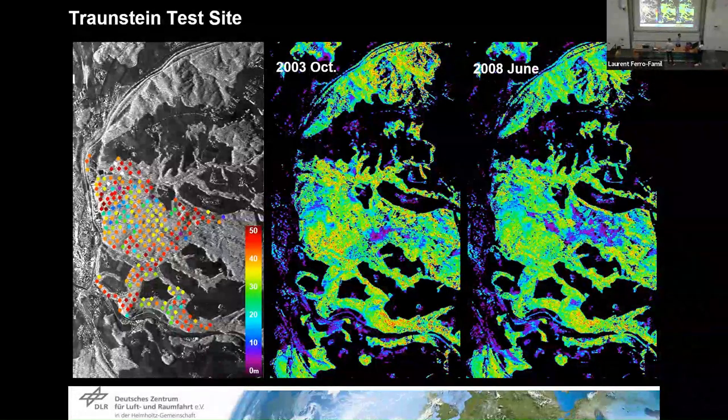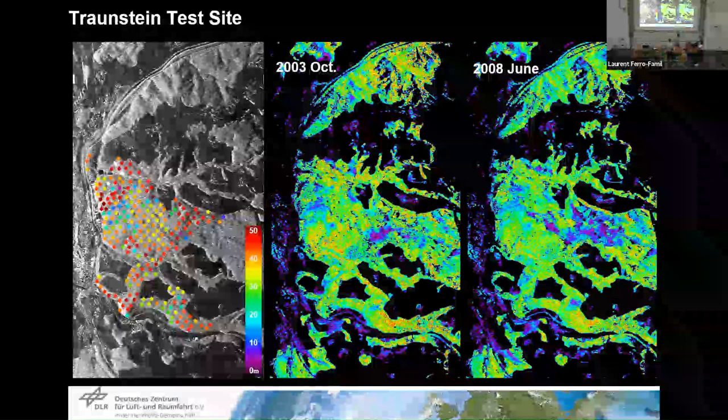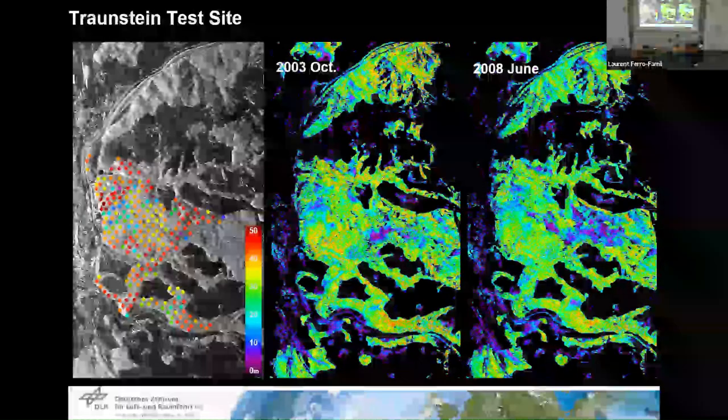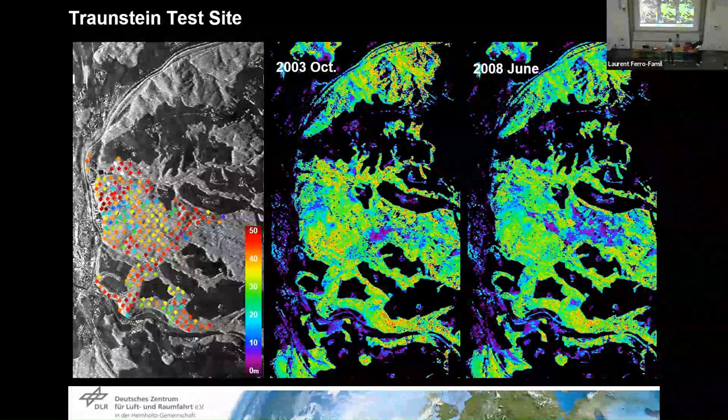You don't see 1 meter changes, but for instance, you may see this 5 meter change. In 5 years, the stand must start going up. Okay. But this is an optimistic result. Yeah. Okay, thank you.